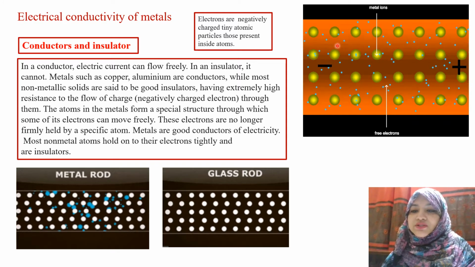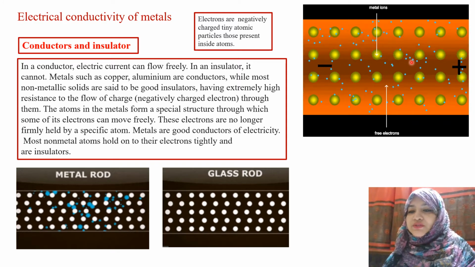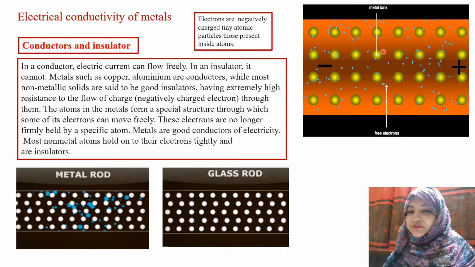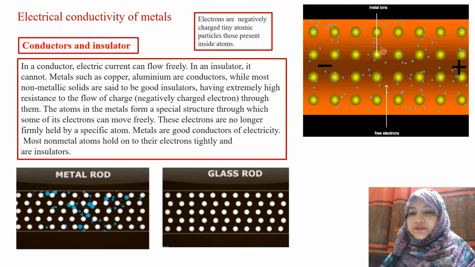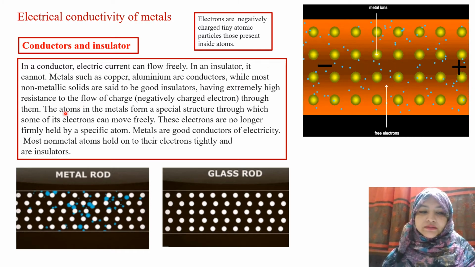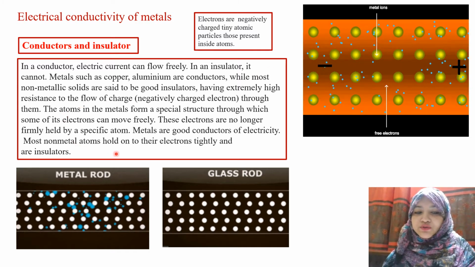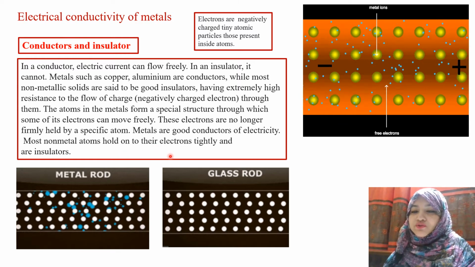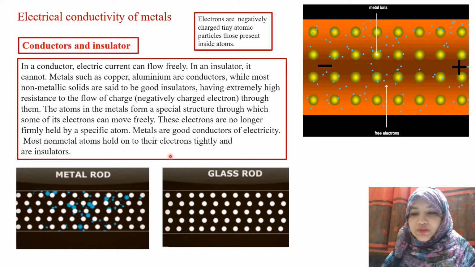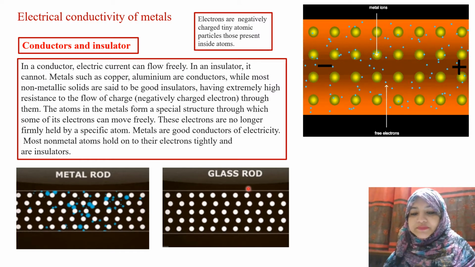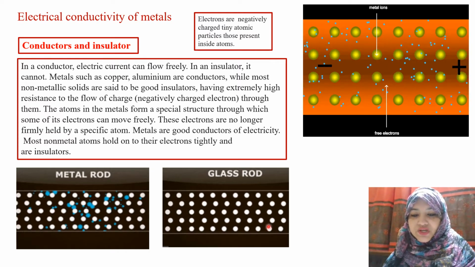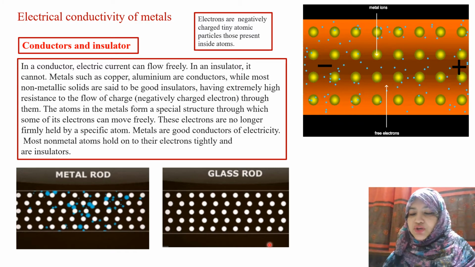or current. That's why the movable electrons are responsible for making metals conductors. Most non-metal atoms hold on to their electrons tightly and are insulators. This is a non-metal compound, a glass rod, and here no free electrons are present in the structure, only the atoms or molecules. So they are insulators.